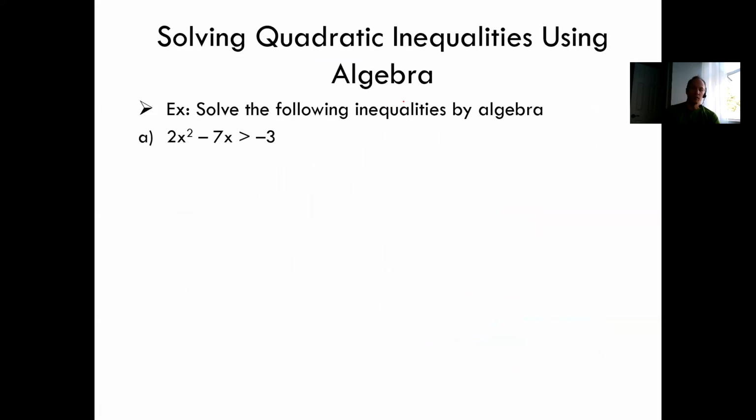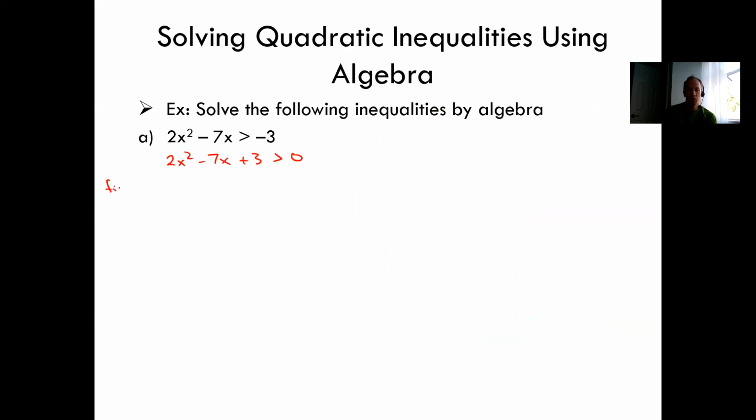Okay, so solve the following inequalities by algebra. So we're not going to graph this, but we're still going to solve it. And we can check later maybe if we want, but for now let's just do algebra. So the first thing we're going to do is make this look like an actual quadratic. It's nice when it's equal to 0 on the right side. So this is just rearranging it.